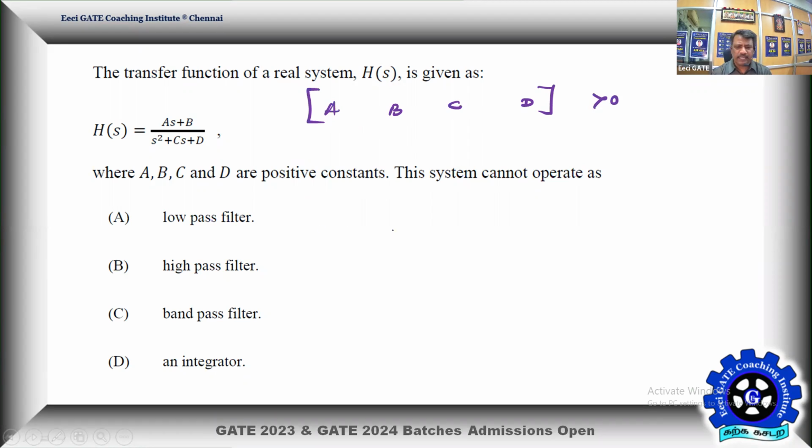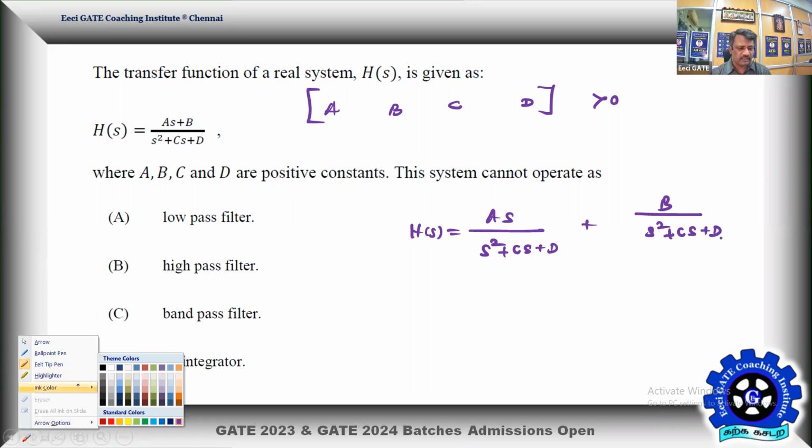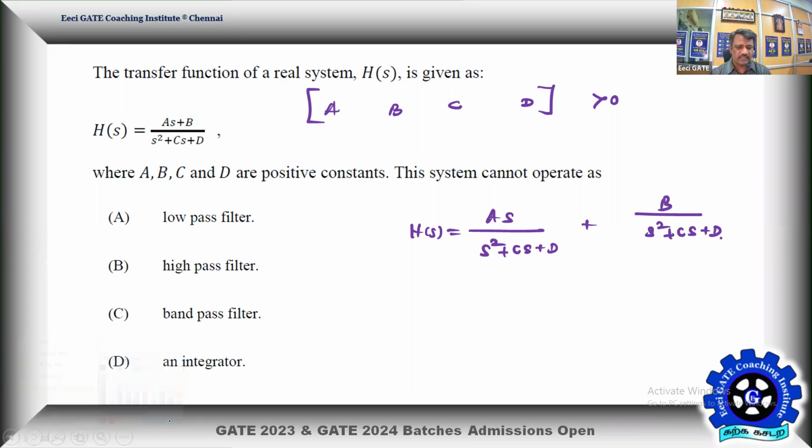So then I can write H(s) as as divided by (s² + cs + d), plus b divided by (s² + cs + d). That means, hope you remember the standard models. The standard second order is K into ω_n² by (s² + 2ζω_n s + ω_n²).